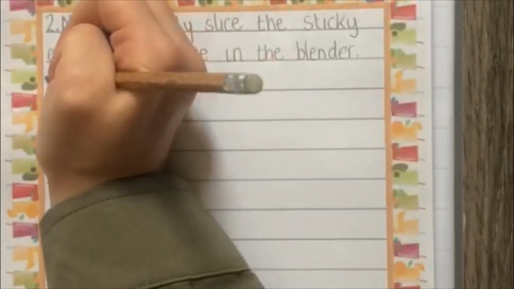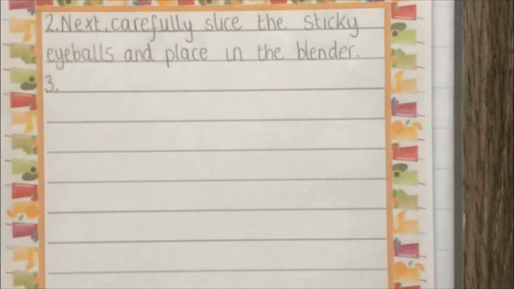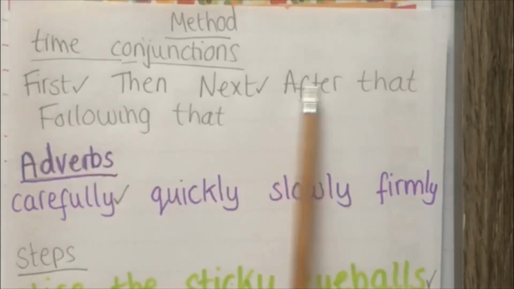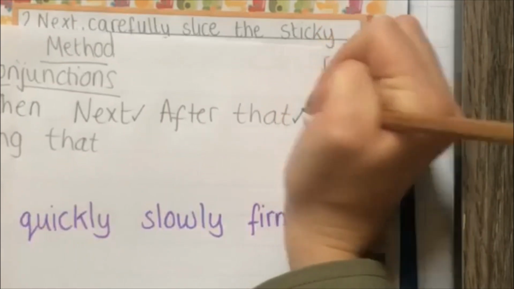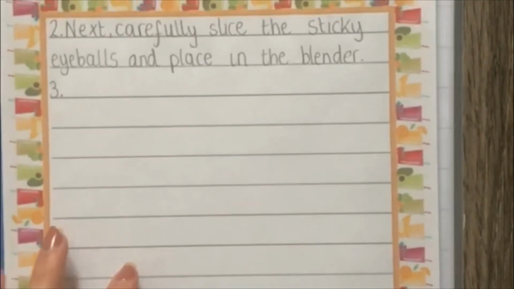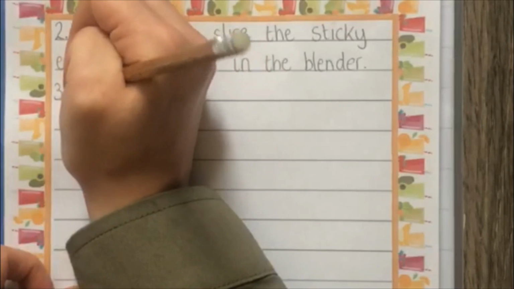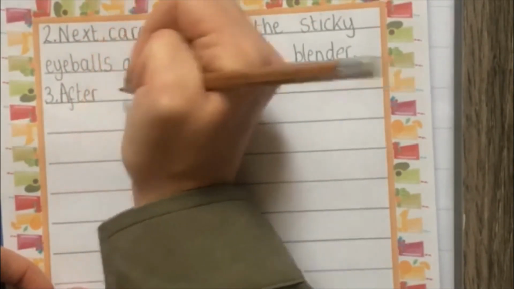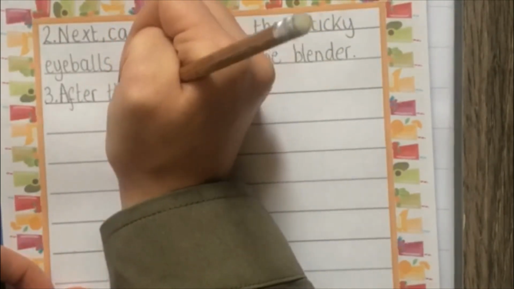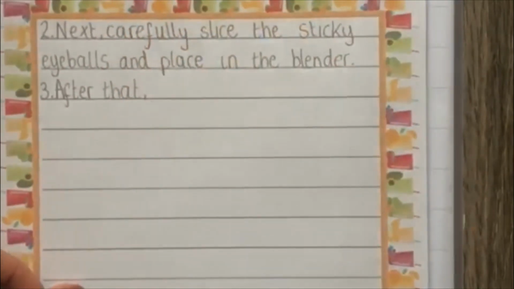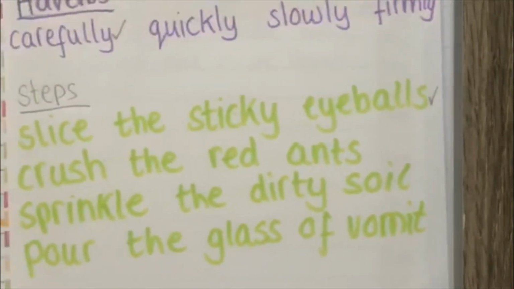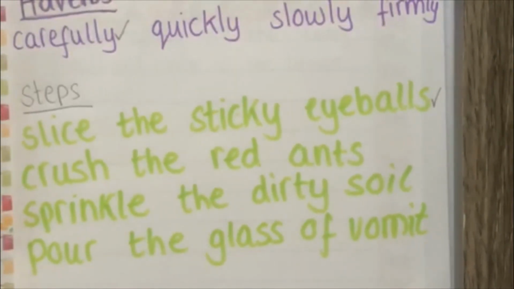Now we're going on to step number 3. Step number 3, first I'm going to pick a time conjunction. I'm going to pick after that, so I'm going to take that off my list. Making sure I have a capital letter, capital A, after that. After that, I can look to my ideas. What do I want to do next?